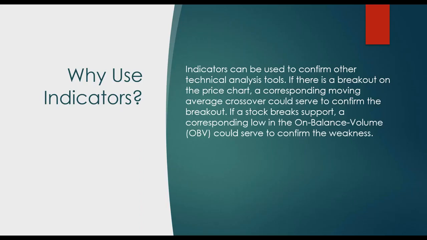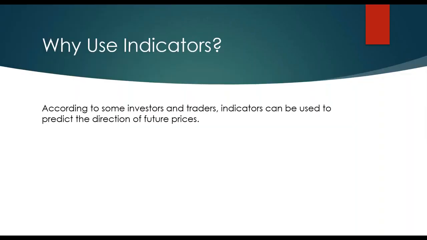Indicators can be used to confirm other technical analysis tools. If there's a breakout on a price chart, a corresponding moving average crossover could serve to confirm the breakout. Because what we want to do is apply filters to filter out all the iffy trades so we only end up with high probability trades. According to some investors and traders, indicators can be used to predict the direction of future prices.